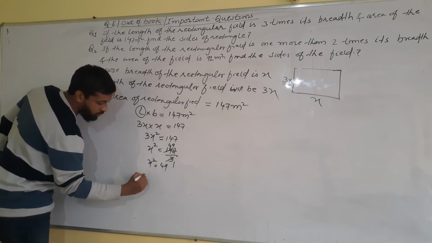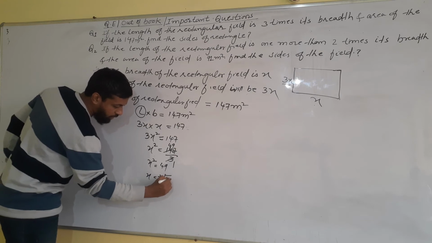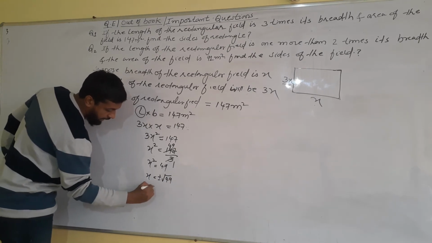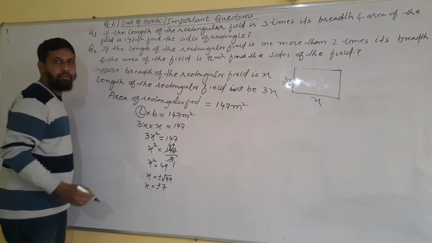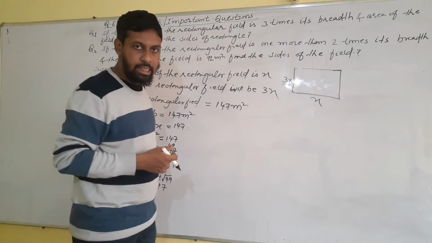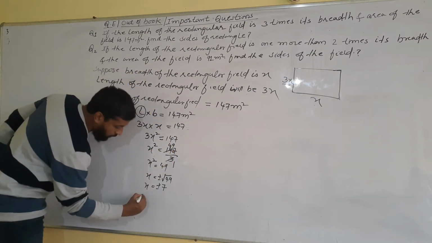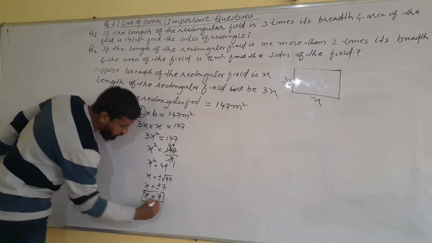Now transfer the square to the right hand side. It will be plus or minus under root of 49. Now x is equal to plus or minus 7. If two values are there, one plus and another minus, we always consider the plus value. So x is equal to 7.